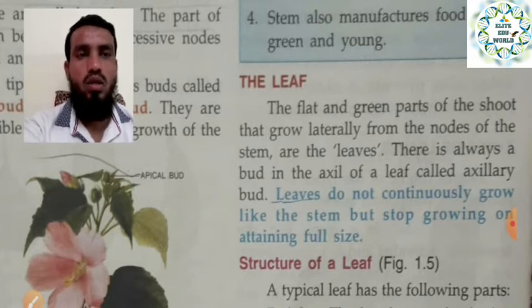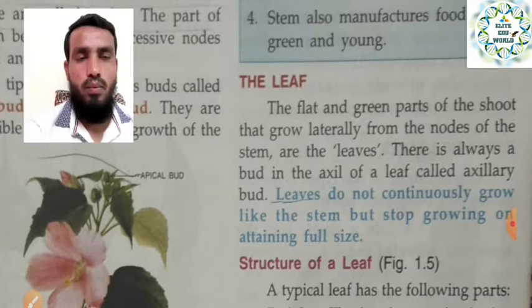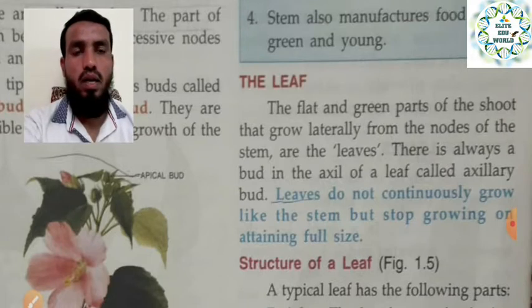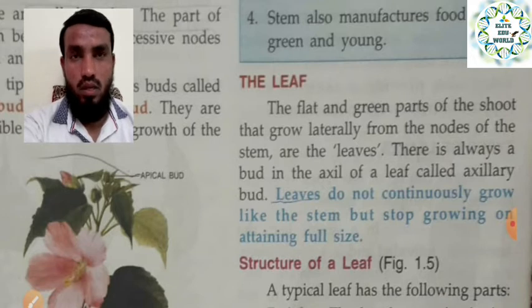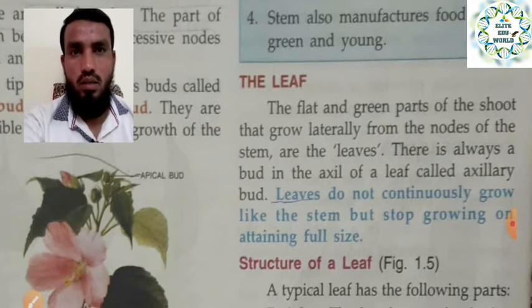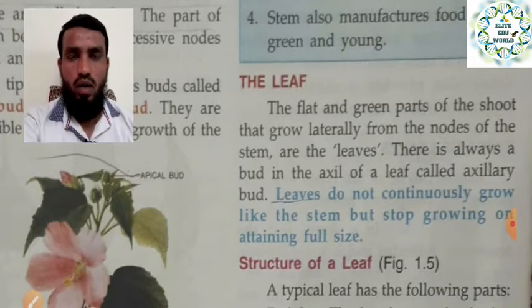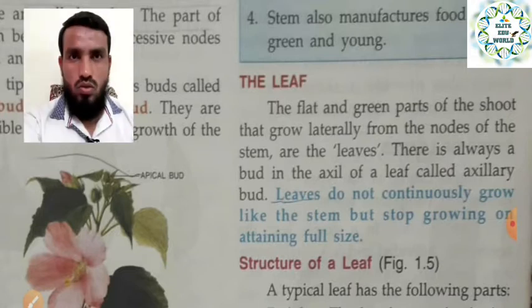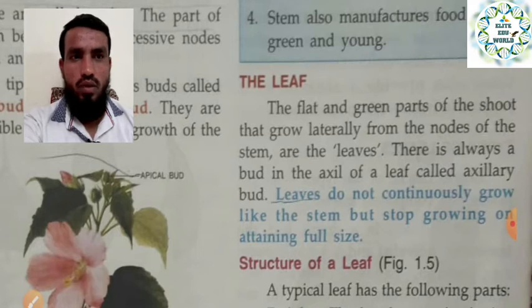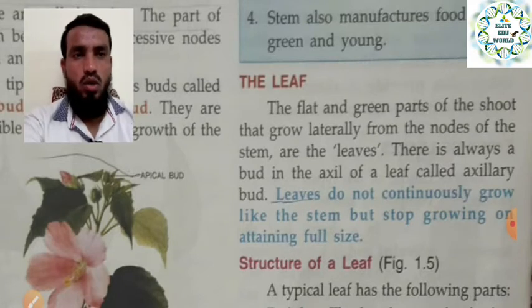And leaves do not grow continuously like the stem, but stop growing on attaining full size. It is not like the stem, which keeps growing continuously; the leaf has a special time period for growth. It grows until it matures. After maturing, it stops growing. When it attains full size, the leaf stops growing.